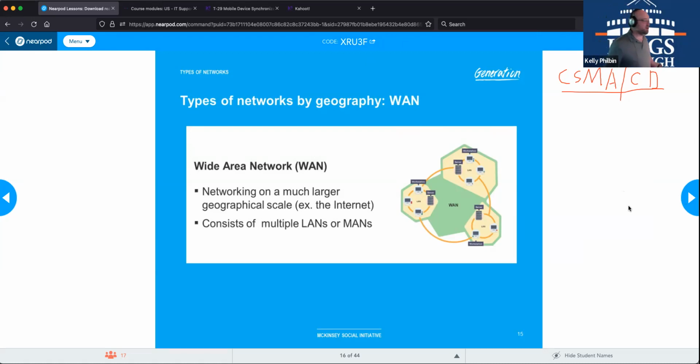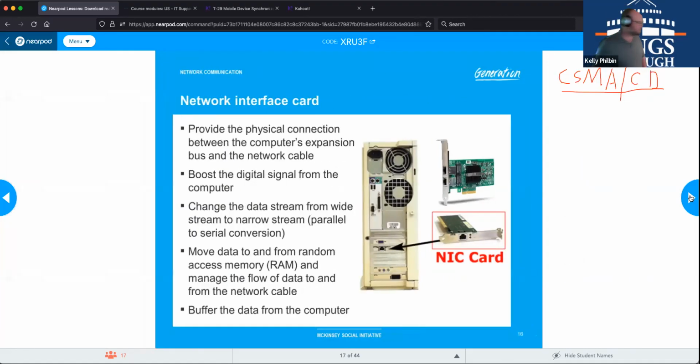So are we clear on the physical network types, geographically, how much space they take up, starting with the PAN, which is the smallest, all the way out to the WAN, which is the largest? Yeah? Very good. All right, it's 10:40.